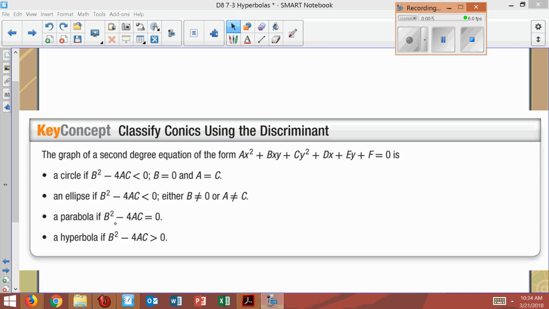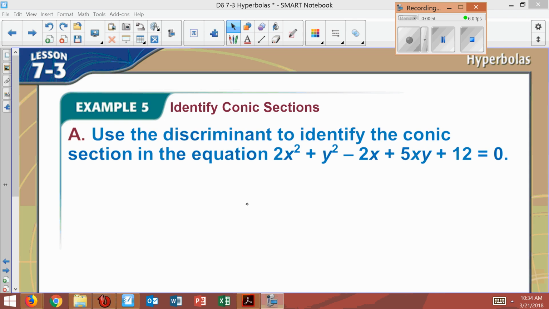Now, when you do the b squared minus 4ac, if you happen to get 0 exactly, that's a parabola, and hyperbola, excuse me, if it's greater than 0. Now, we can also type these in the calculator, but for a quick measure, I always look at these two. So we noticed that these two are not the same. That eliminates a circle from choice.